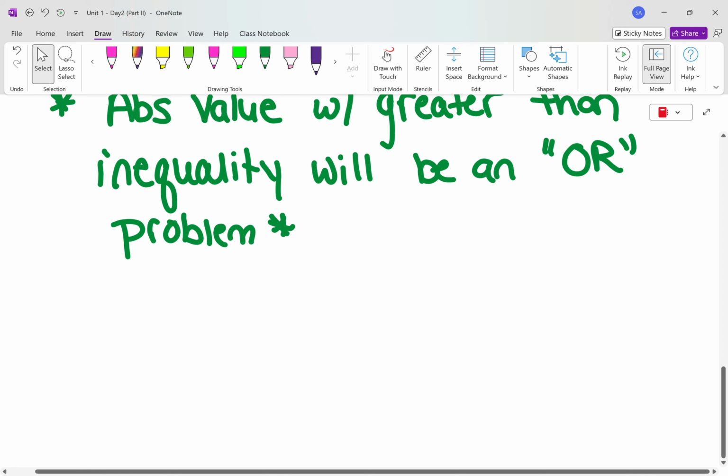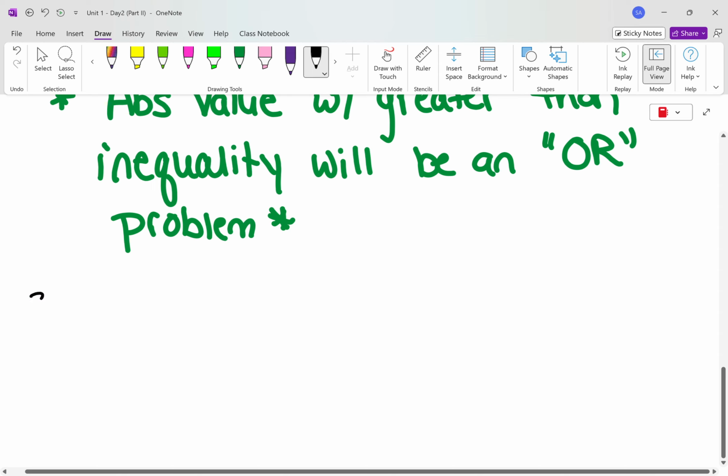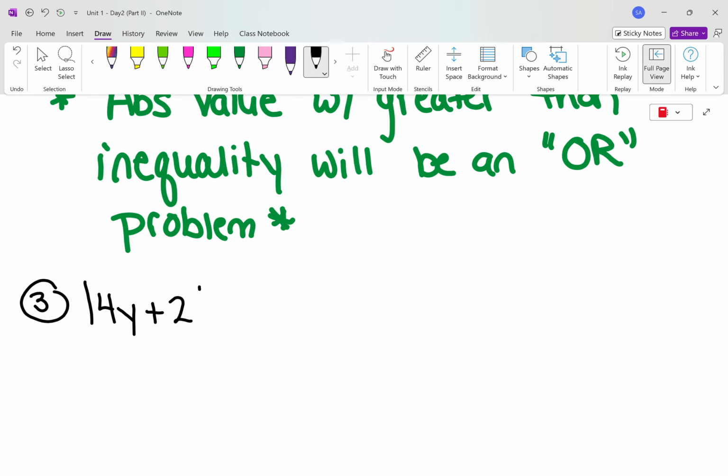So you all try this one on your own. The absolute value of 4y plus 2 is less than 10. So I want not only the solution set, but I also want the graph of the solution. So give me the solution set and the graph.